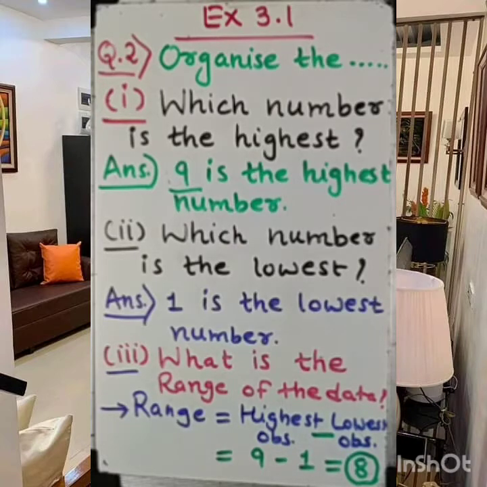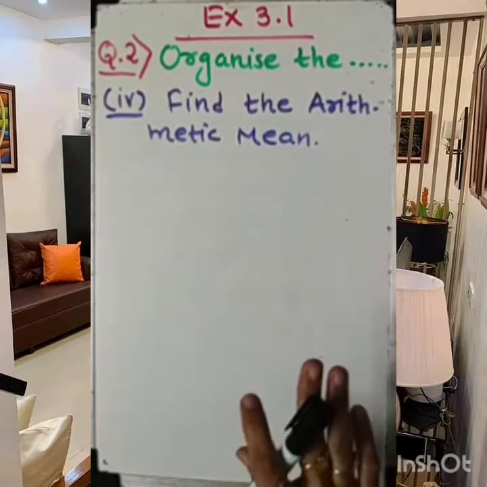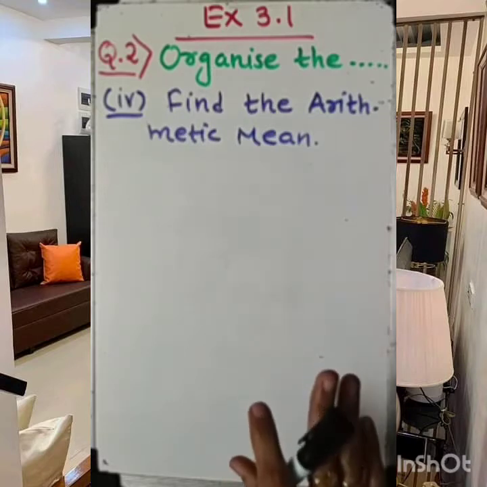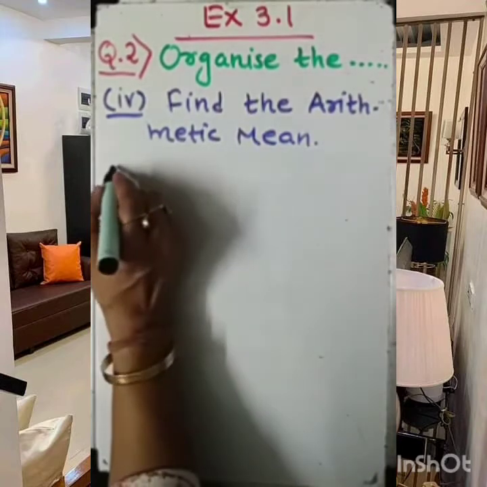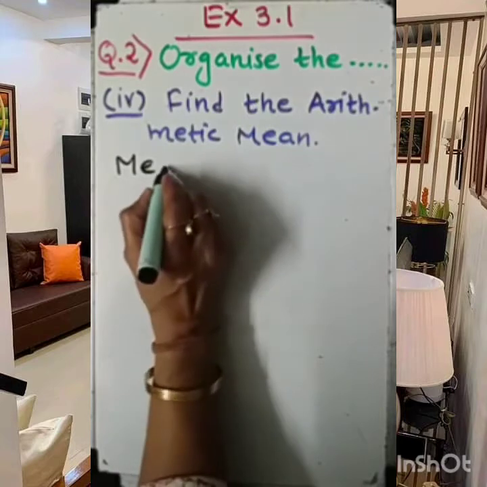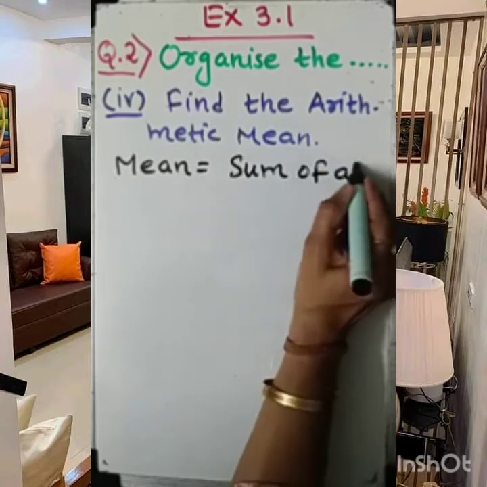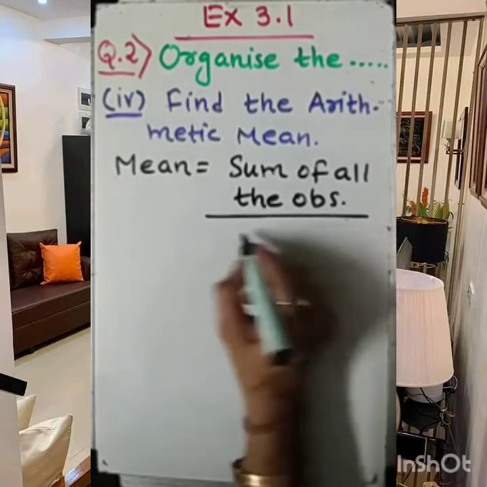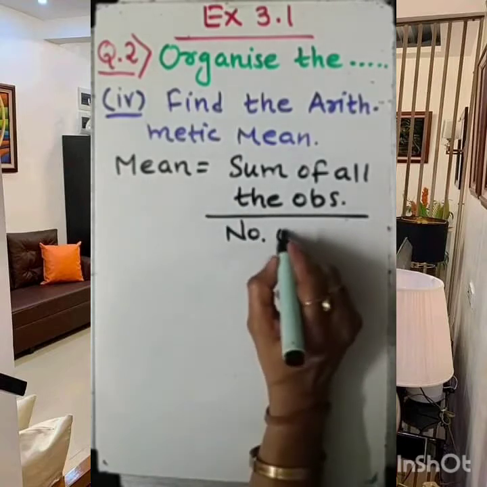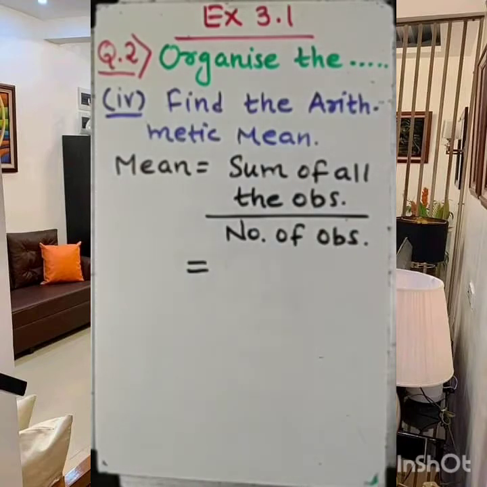Let's work out on the fourth question. Here we are given fourth question, find the arithmetic mean. Okay, dear student, arithmetic mean, it means average. So you can say simple, mean equal to sum of all observations upon number of observations. So my dear student, whatever the numbers we are given, let's add them.